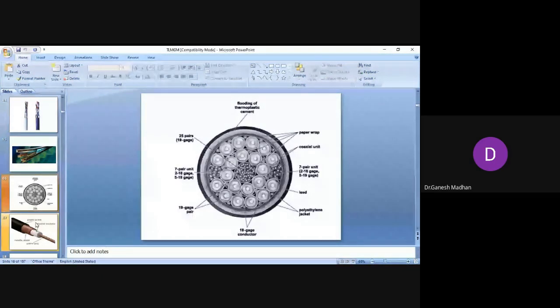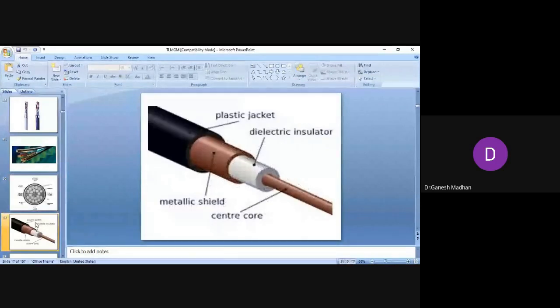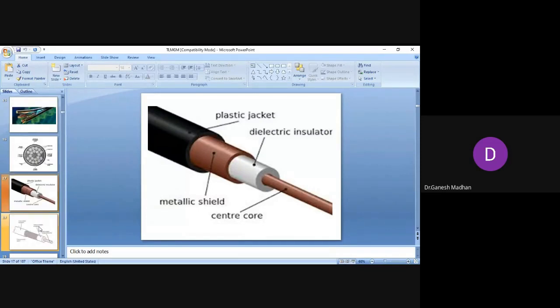And now what you are seeing is slide number 17, where you have the popular coaxial cable. So you have a central core, then a dielectric insulator, and a metallic shield. So the two conductors are present, and then you have a plastic jacket for protection. Normally this cable is what you get as an input to your set-top box for your cable TV, or connecting your dish antenna to your set-top box.